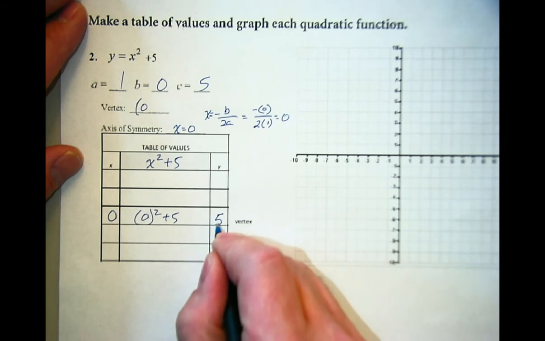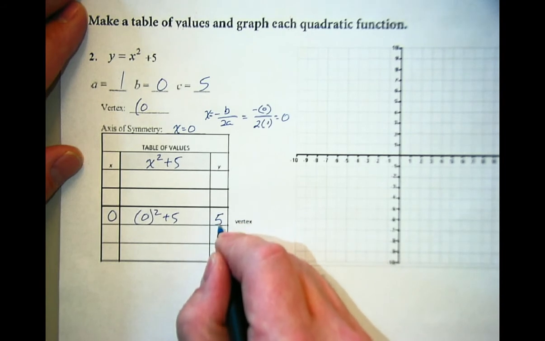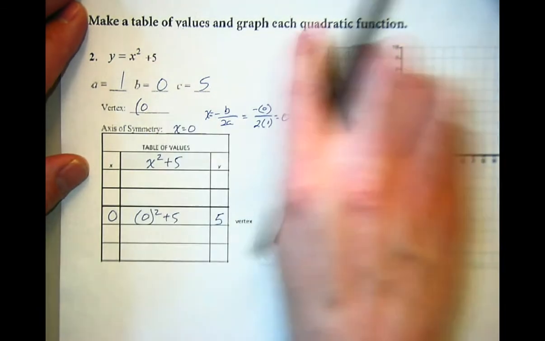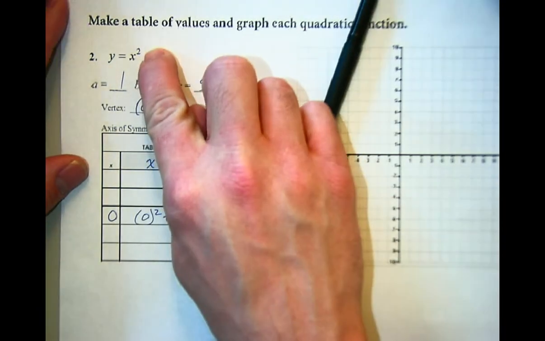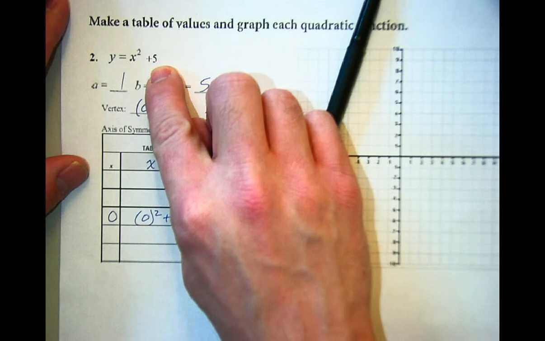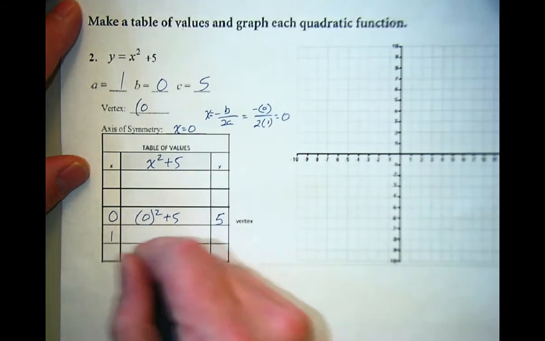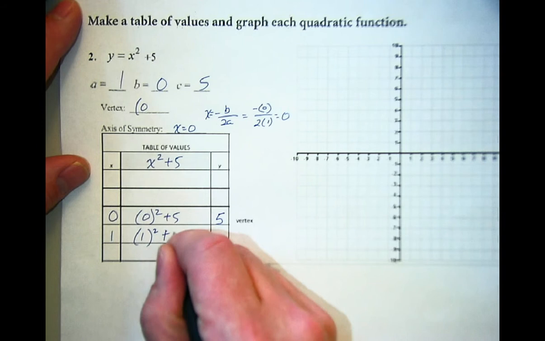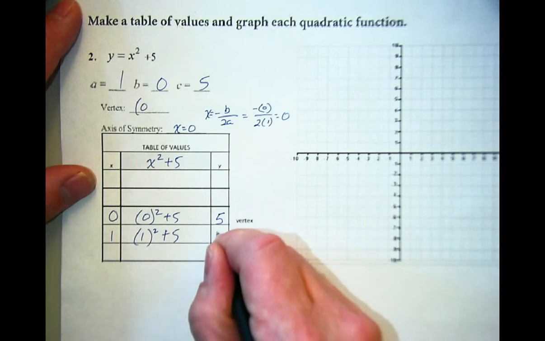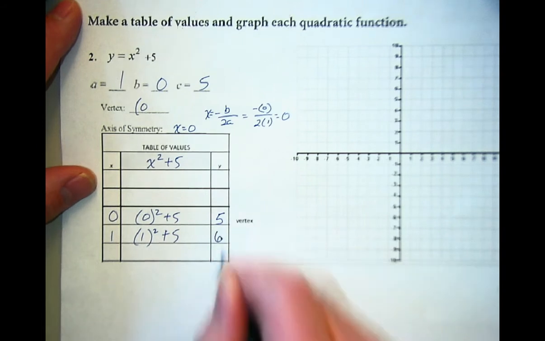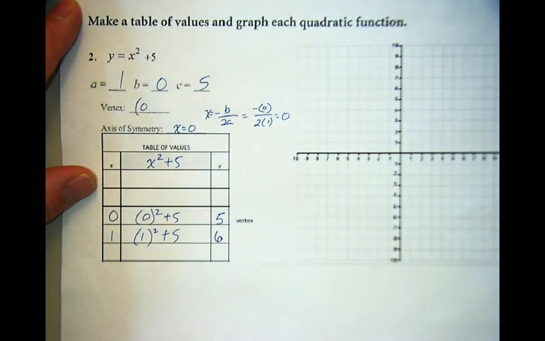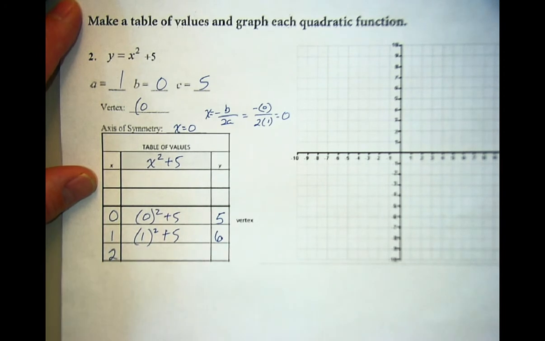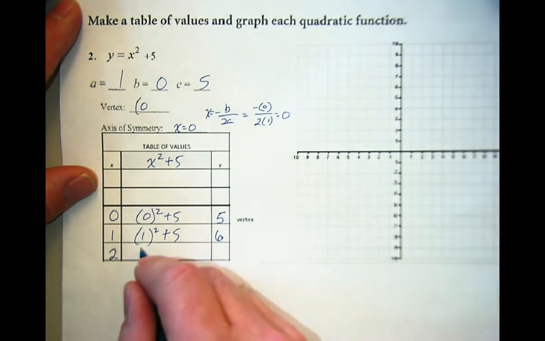It's 5 more than before because we took our original x squared, and now we're just adding 5 to each of those values. So when we had 1 before, x squared was 1 squared, or 1, and now we add 5 to it. So we get 6. And then 2 squared, that's 4. 4 plus 5 is 9.